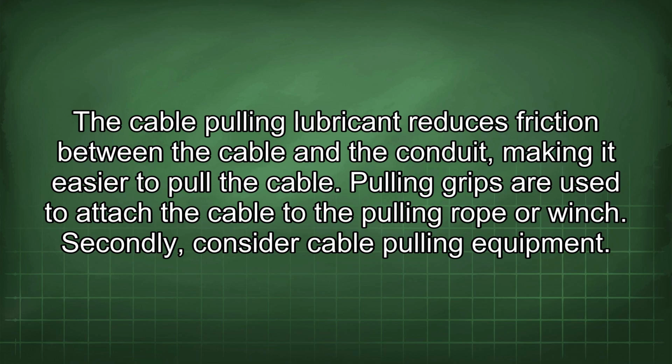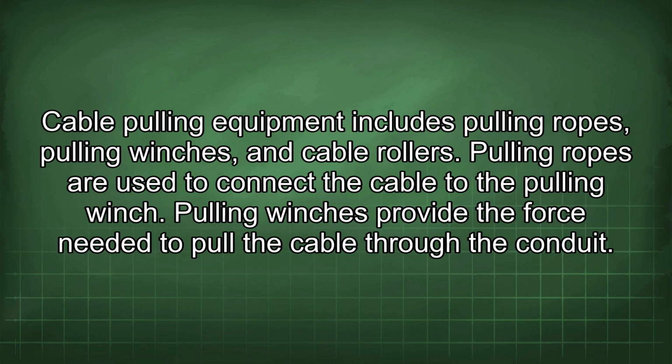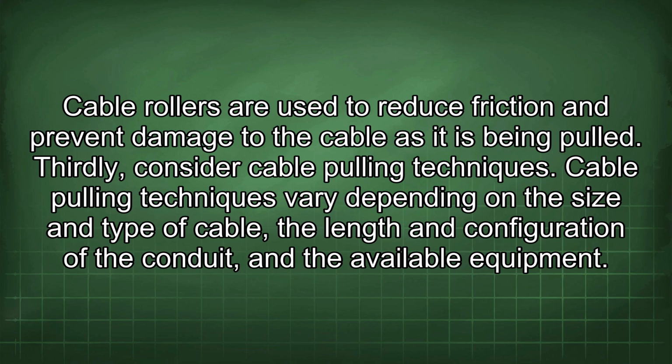Secondly, consider cable pulling equipment. Cable pulling equipment includes pulling ropes, pulling winches, and cable rollers. Pulling ropes are used to connect the cable to the pulling winch. Pulling winches provide the force needed to pull the cable through the conduit. Cable rollers are used to reduce friction and prevent damage to the cable as it is being pulled.